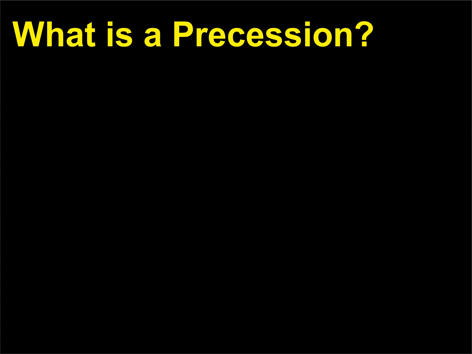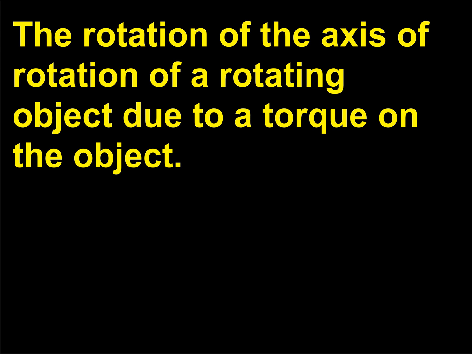What is a precession? The rotation of the axis of rotation of a rotating object due to a torque on the object.